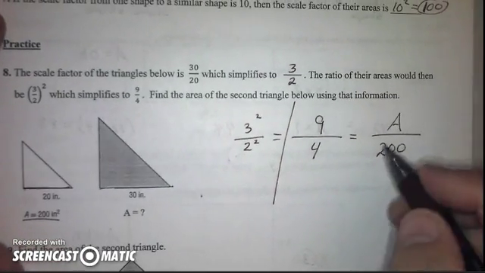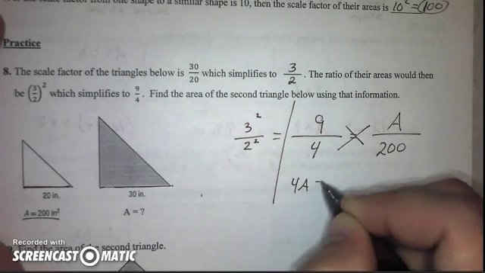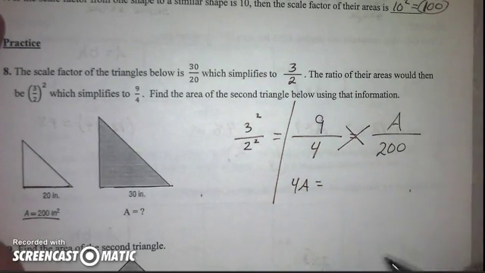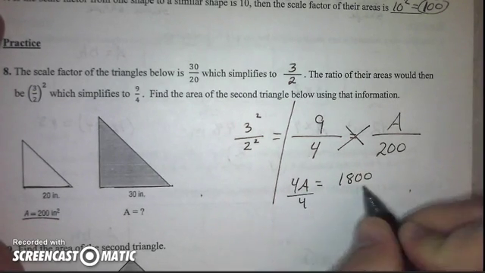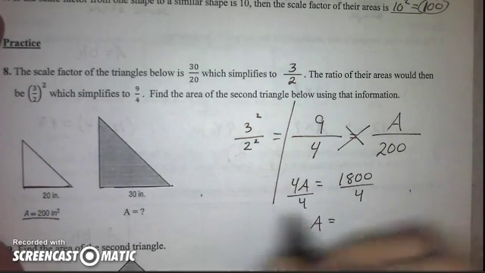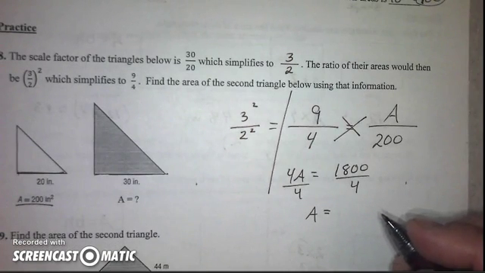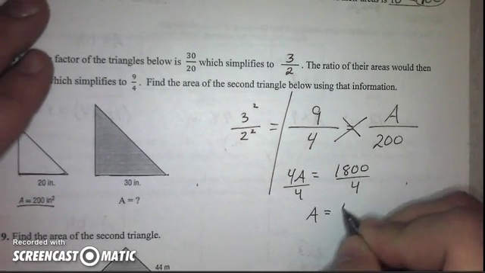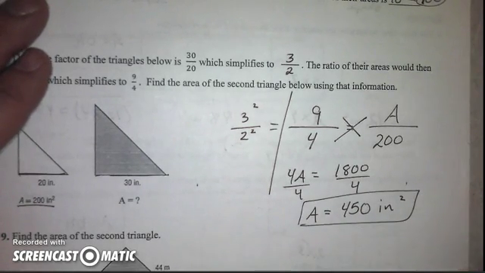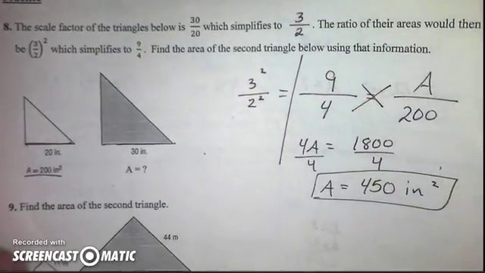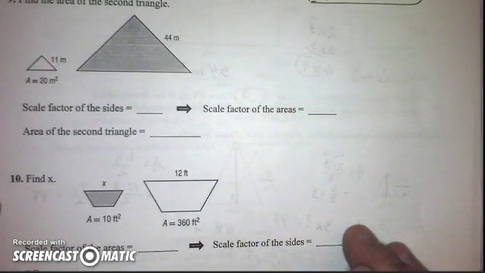Okay? And so then to solve this, we simply cross multiply. 4A equals 9 times 200, which is 1,800. Then divide both sides by 4. And so this is how we used a proportion to get our area here of 450 square inches. Okay? Why don't you try these next two? Go through and fill in these blanks as you go and try and come up with your answers there.